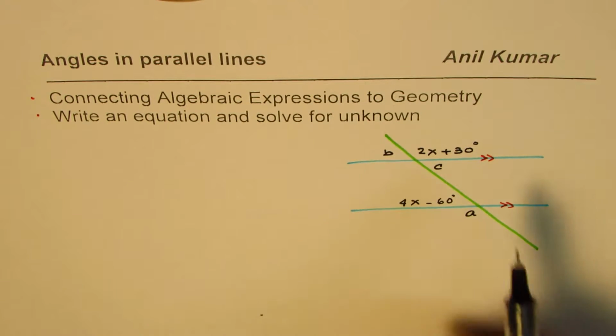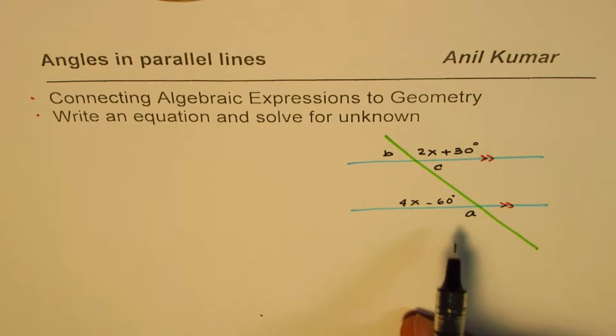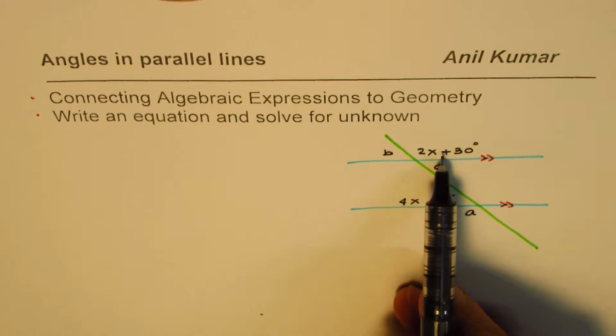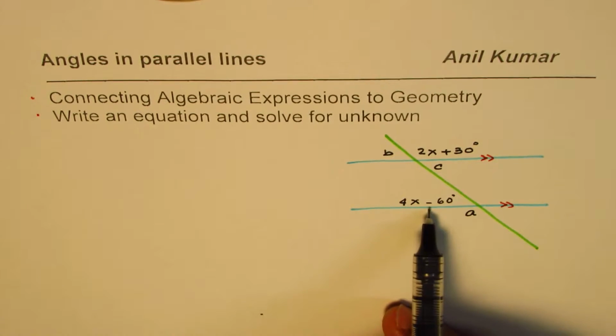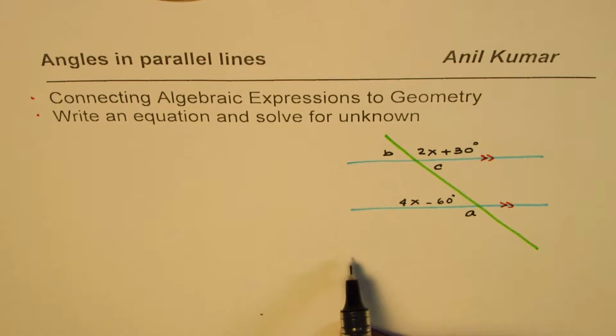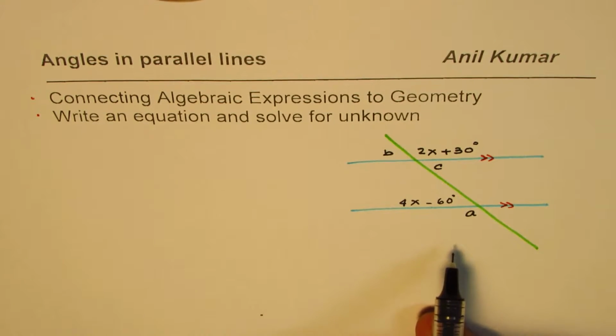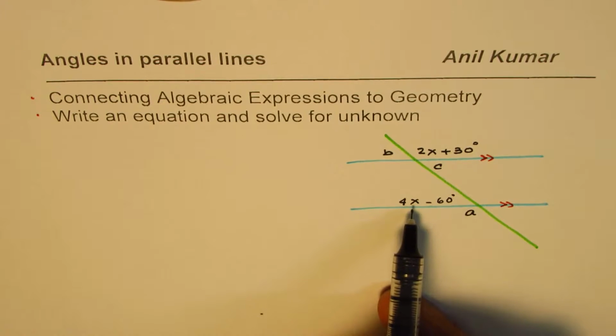We are given two parallel lines which are shown in blue, a transversal line shown in green. We are given that these two angles are 2x plus 30 degrees and 4x minus 60 degrees. We need to find the value of all these angles, A, B, and C, and also the value of x.